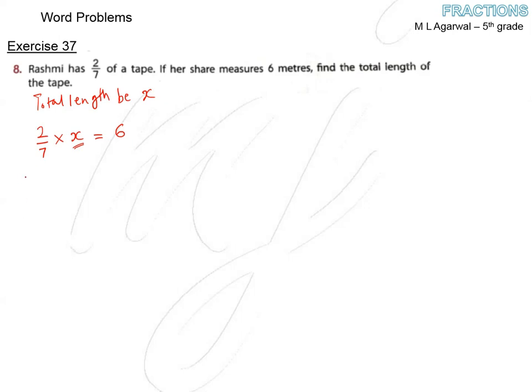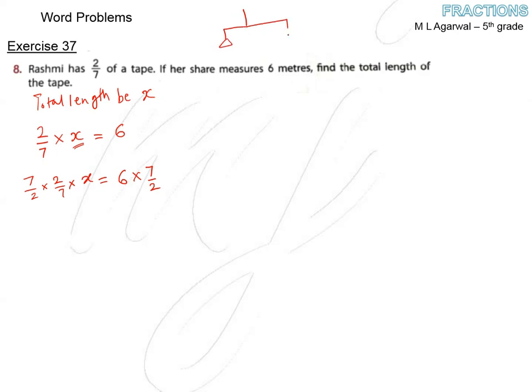So I will say 7/2 into 2/7 into x. Whatever I do on the left hand side, because of the equality, I will have to do it on the right hand side. So here also it will become 6 into 7/2. Correct? I am doing 7/2 multiplication on the right hand side, like a balance when you go to buy potatoes or something.